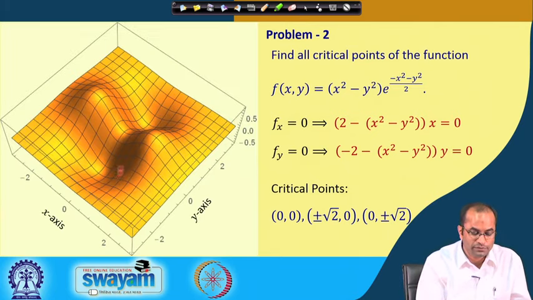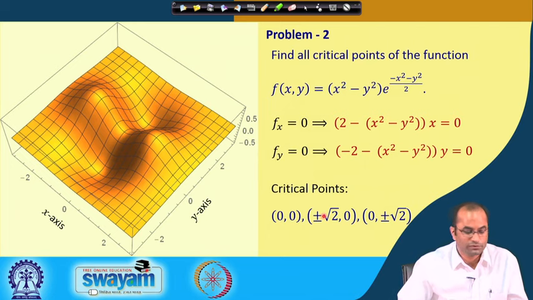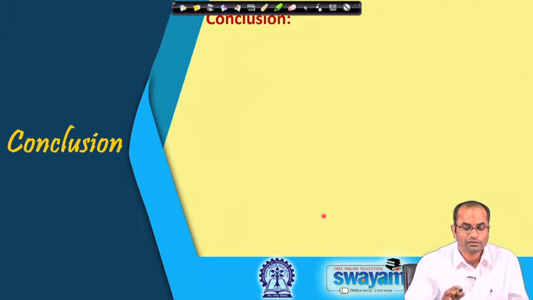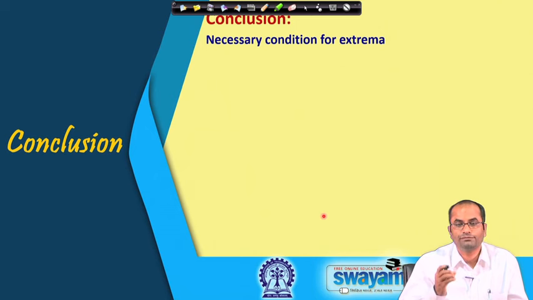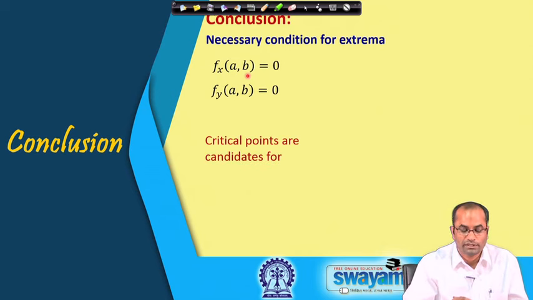So, these are the critical points. We can see this one, this one, this one, this one, and again here there is a critical point. So, what is the conclusion now? We have found the necessary conditions for the extrema: f_x(a, b) should be 0 and f_y(a, b) should be 0 if this point (a, b) is a point of local maximum or local minimum, and these critical points are the candidates for the local extrema and the saddle points.